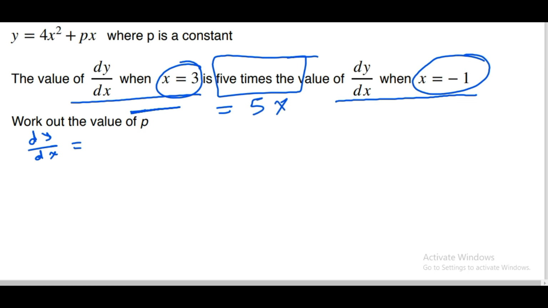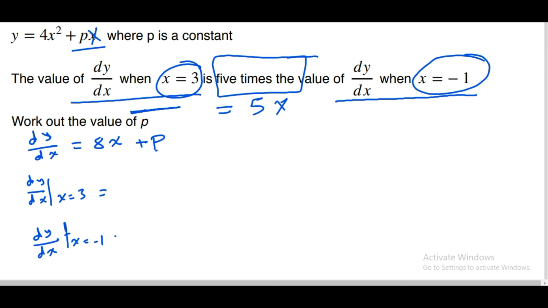But first we have to find dy by dx. It will be 8x plus p. We said the differentiation of any term with x to the power 1, just remove x, the remainder is the answer. So the differentiation of this part is plus p. Don't forget this point. So dy by dx at x equals 3 equals what? And dy by dx at x equals negative 1 equals what?